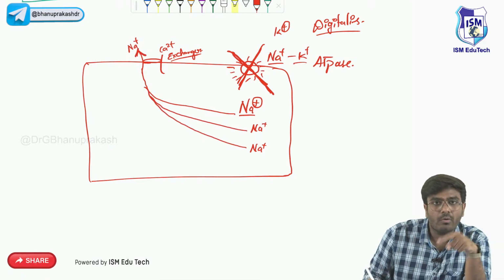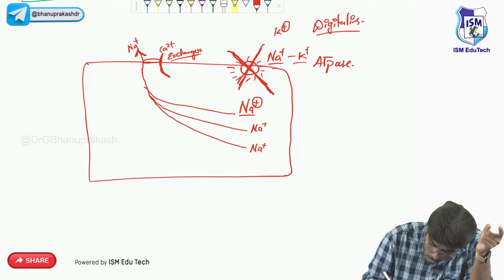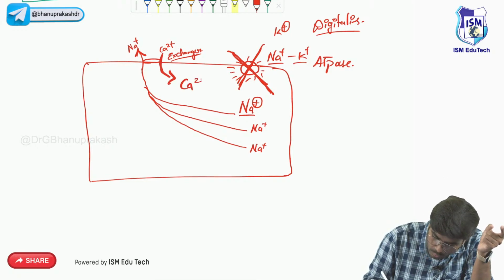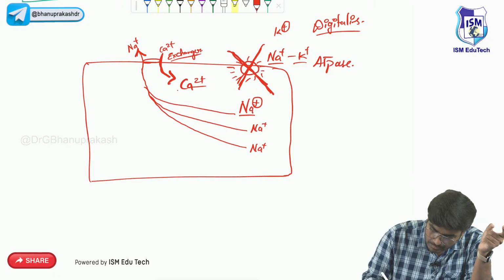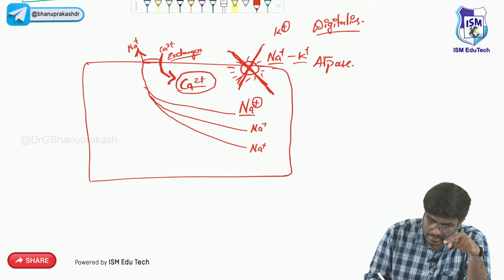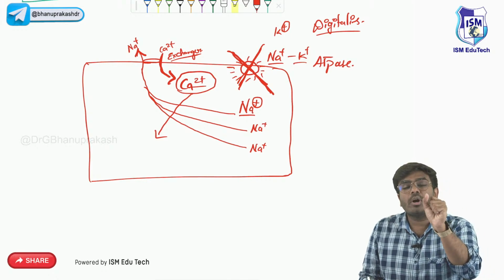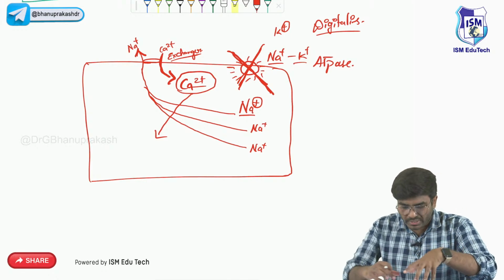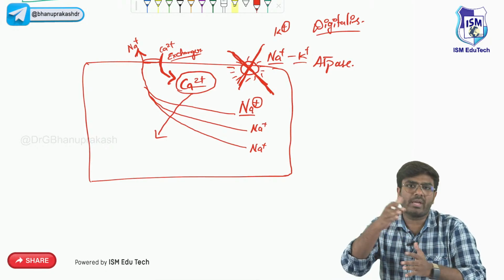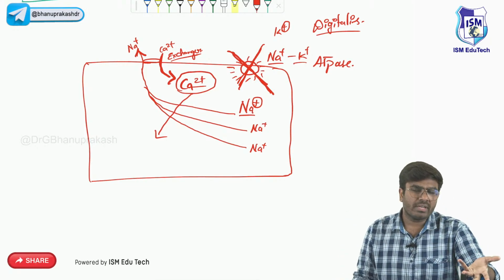Now sodium is going out. At the same time, more calcium is brought into the cell. See, more and more calcium is coming into the cell. Now what does this calcium do? Calcium is very important for muscle contraction. I'm not going into detail about what exactly happens. There is a lot of mechanism, but in a simple way, for your convenience, I'm explaining.